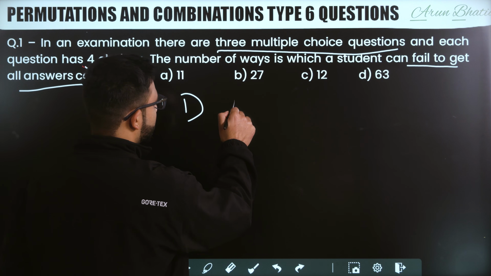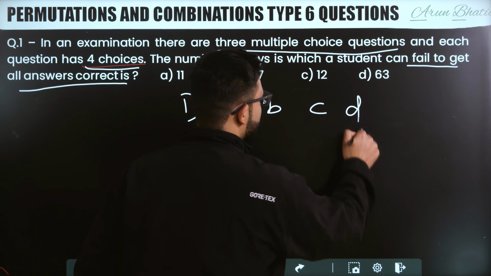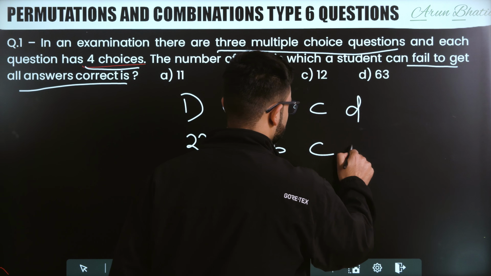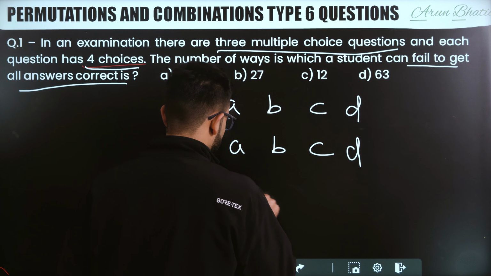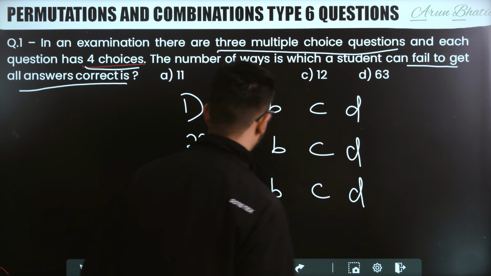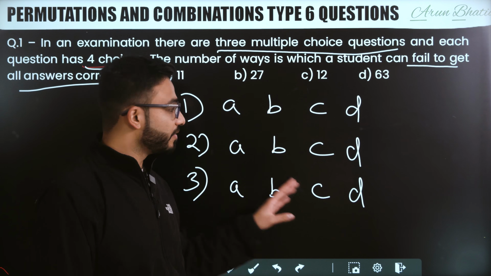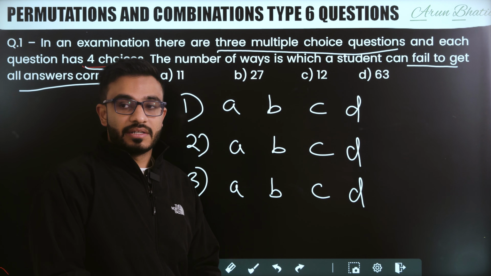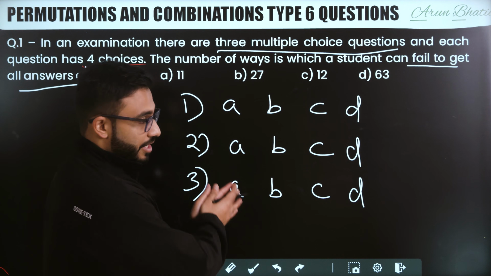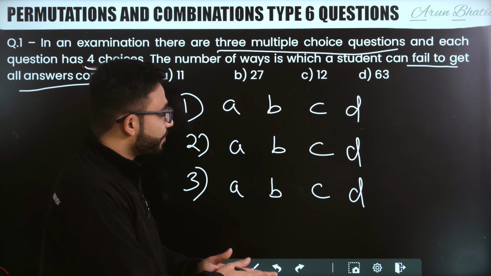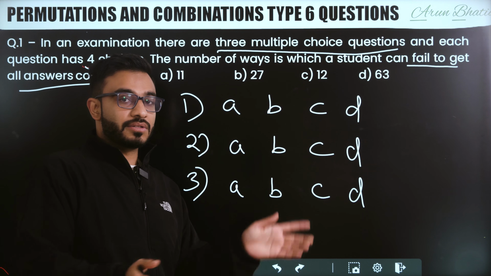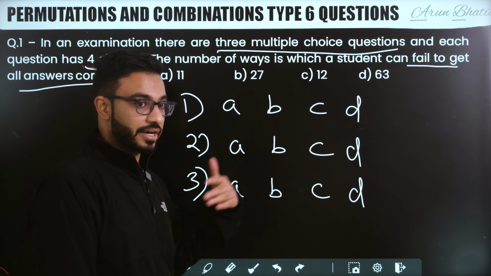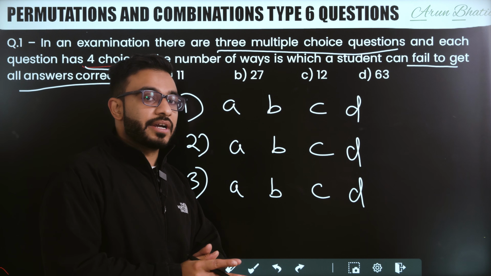So let's say there are 4 options, call them A, B, C, D. So there are 3 questions with 4 choices. I just wrote them over here. So let's first consider how many ways the student can pass. There is only really one way to pass if you think about it. He can get all the questions correct only one way.